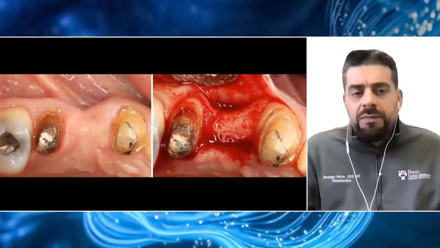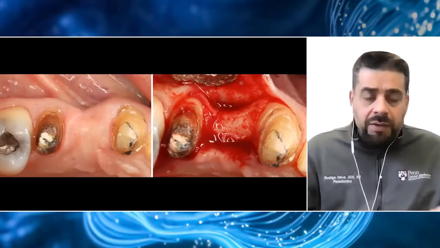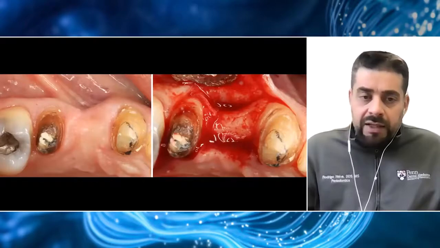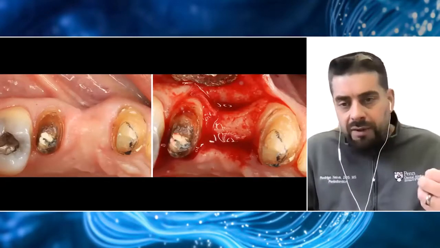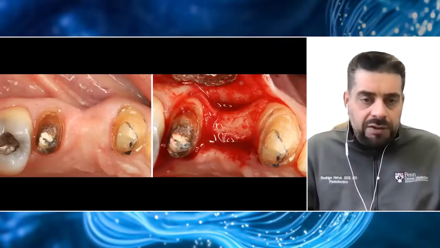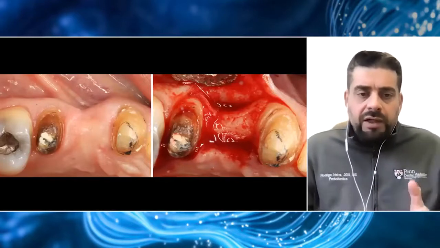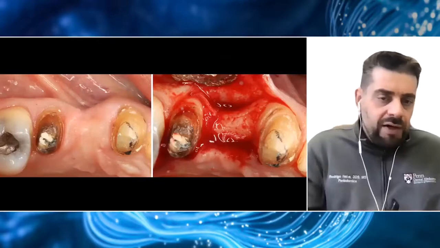I'm not talking about the buccal concavity defects that prevent the placement of a dental implant. I'm talking about that buccal concavity defect that creates this aesthetic challenge for us to deliver a high quality aesthetic case for our patients. So what can we do? What have we done to manage this type of buccal concavity defect?